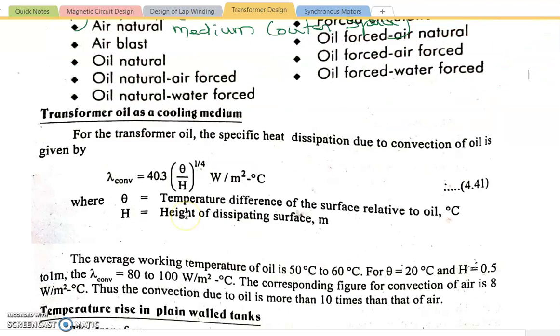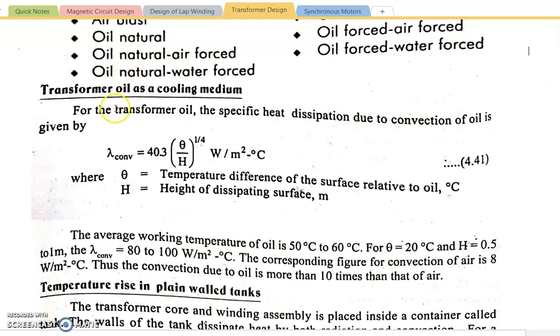Next, the transformer oil is used as a cooling medium, and the heat dissipation capacity of the transformer oil is given here. Transformer oil dissipates the heat by convection only, either from the outer part of the transformer core and winding to the oil, or from the oil to the outer tank wall. The heat dissipation takes place only through the convection process. This is the expression to find the heat dissipation capacity of the transformer oil.